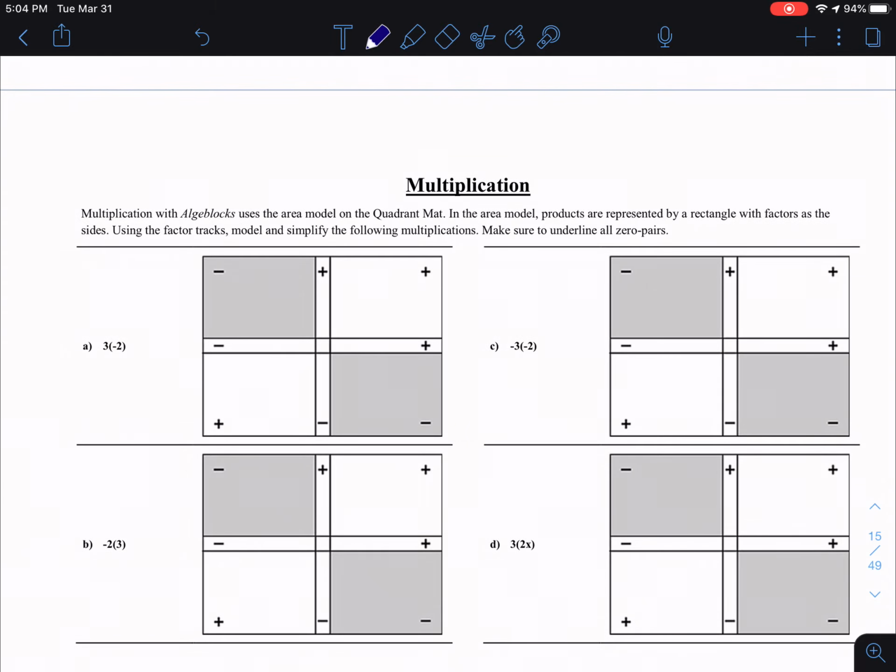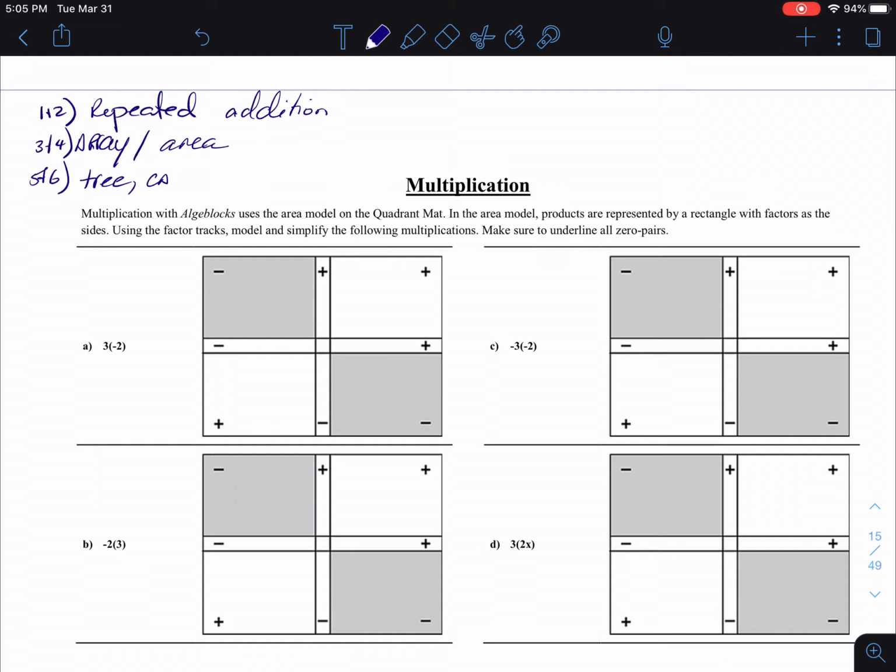So now that we're ready to model multiplication with Algeblocks, we need to figure out what model or what action multiplication is represented by in Algeblocks. If you remember back from Math 112, there were 6 models for multiplication. The first and the second model had to do with repeated addition and skip counting. The third and the fourth model had to do with arrays and area. And the fifth and the sixth had to do with multiplication tree and Cartesian product.